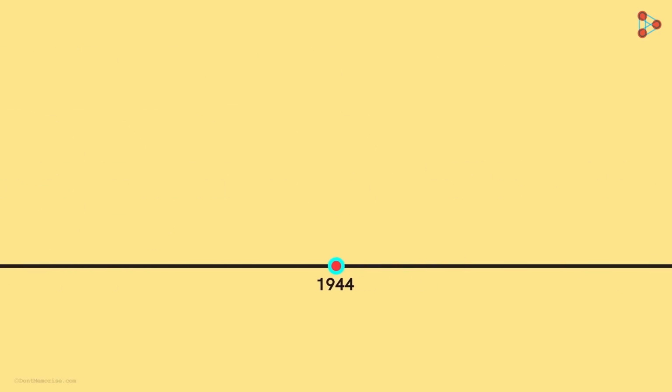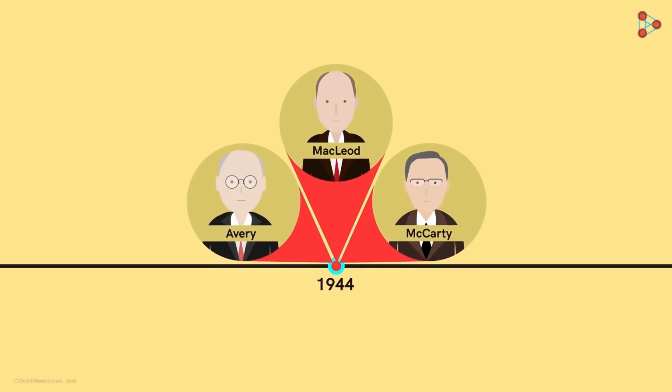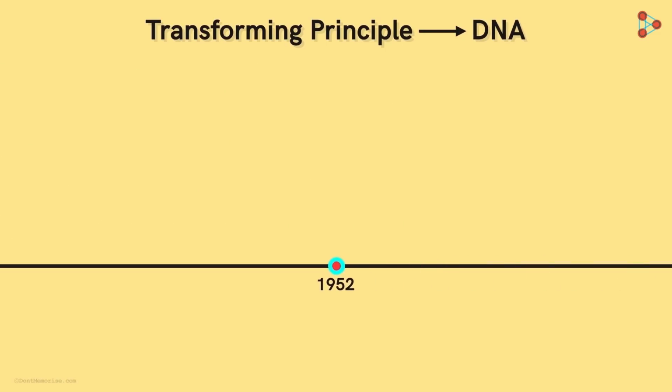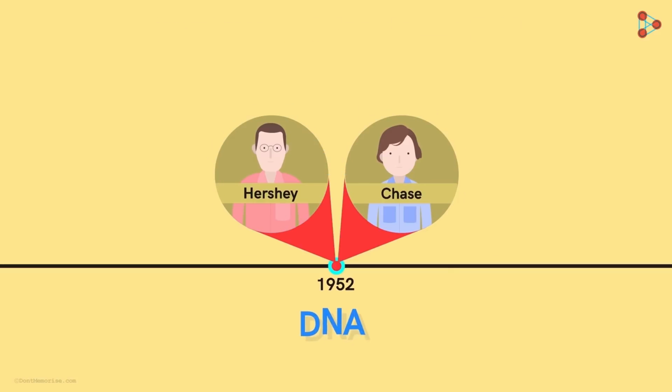A few years later, around 1944, 3 scientists named Avery, MacLeod and McCarty figured out that the transforming principle, or the unit of heredity to be precise, is actually DNA. And this was strongly supported by the work of Hershey and Chase later around the year 1952. The simple experiment by these 2 helped prove that it's DNA and not the proteins that form the core of the genetic material.